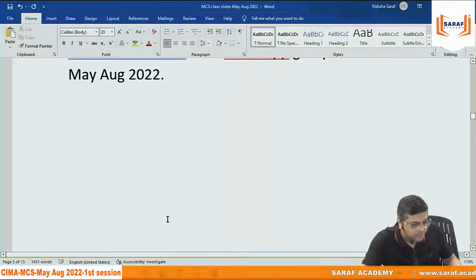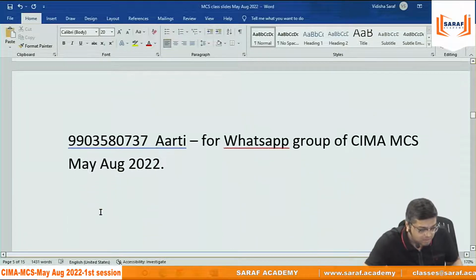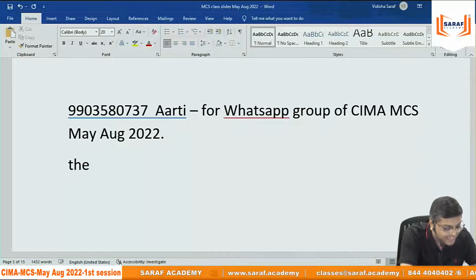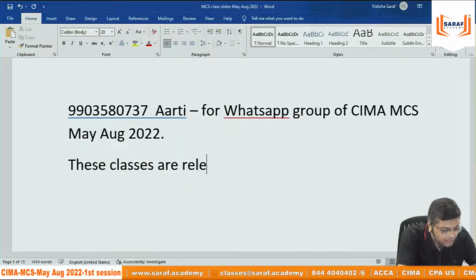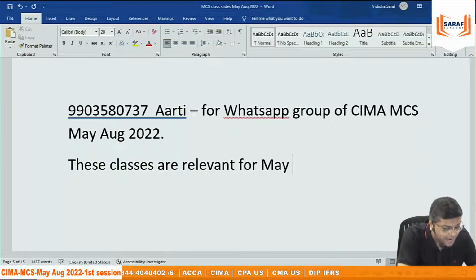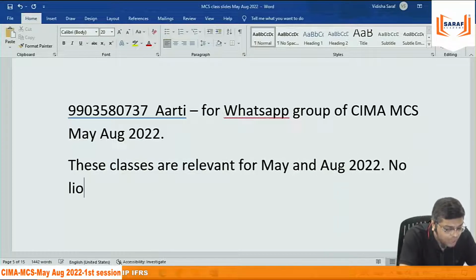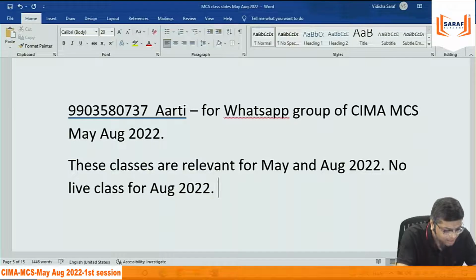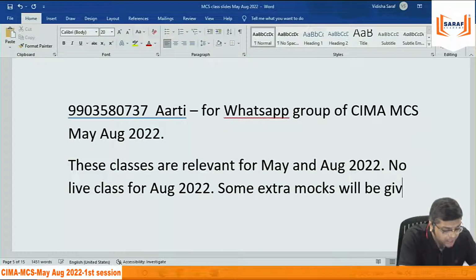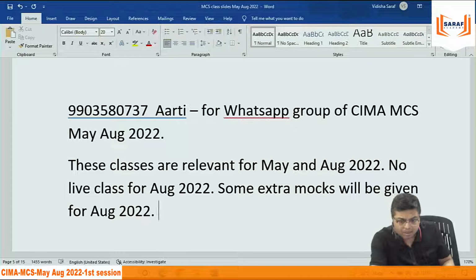Then, am I leaving anything? Last thing, again I am reminding, because it always happens: these classes are relevant for May and August 2022. There is no live class for August 2022. Some extra mocks will be given for August 2022. I will give mock papers and extra, but there will be no more classes.